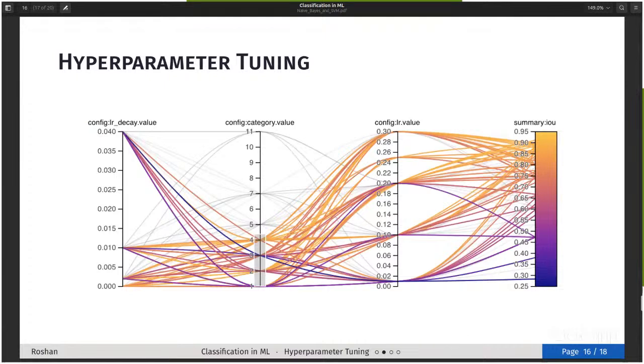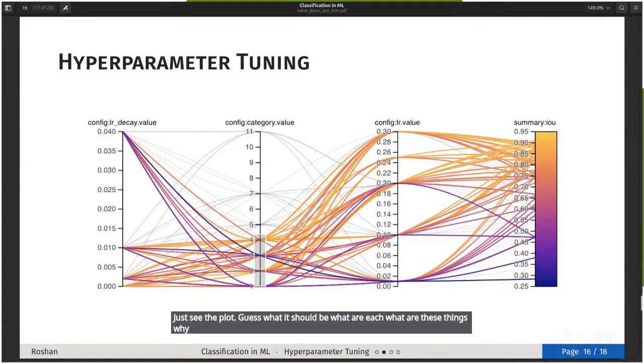So what do you get from this graph, okay? What do you get? So this is called a parallel coordinates plot, okay? Just see the plot, guess what each should be. What are these things? Why do you see these lines? Just tell me.